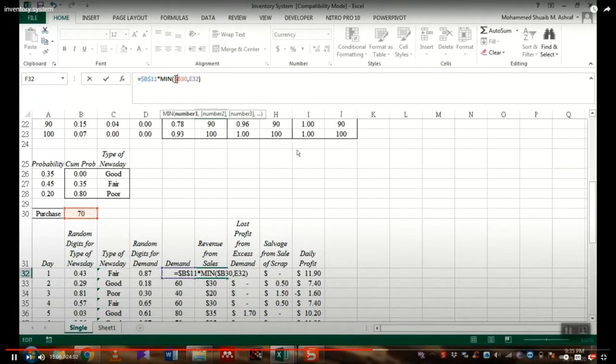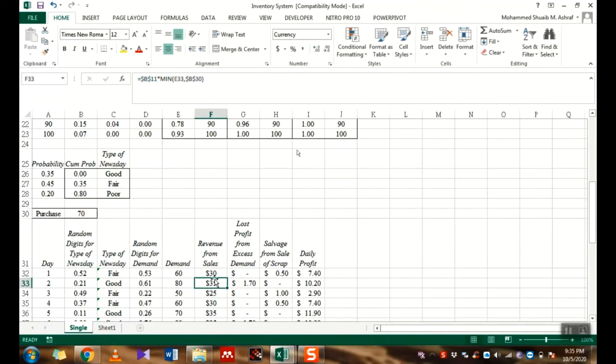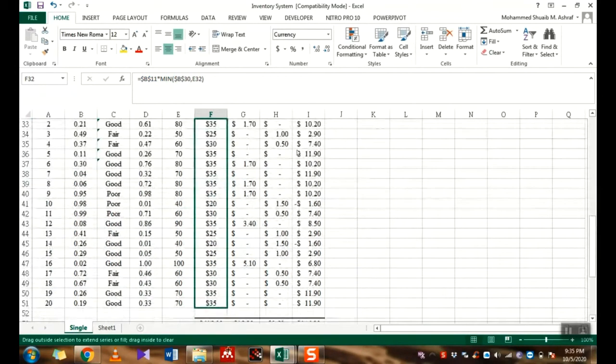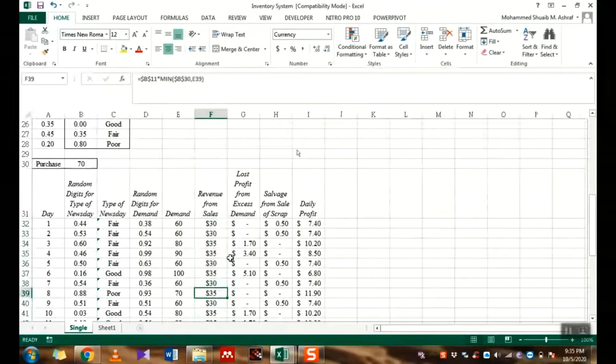The 70 newspapers will be fixed, so I will make it fixed. Now I have applied the formula to all the 30 cells, so revenue from sales is being calculated.